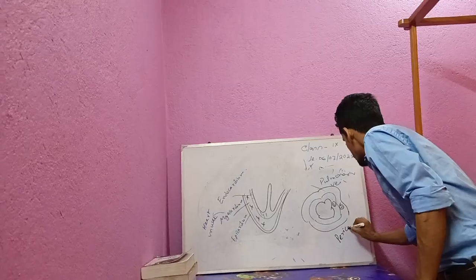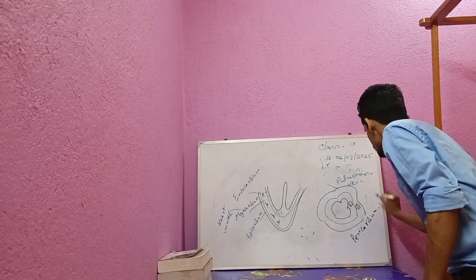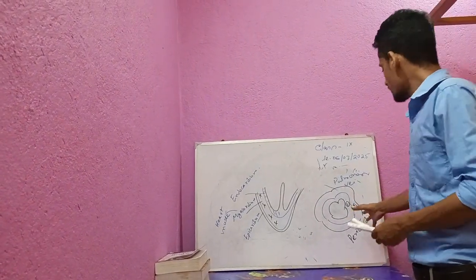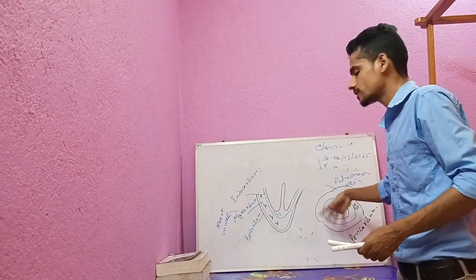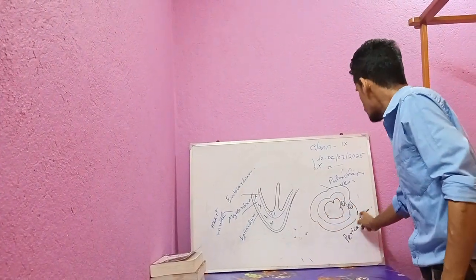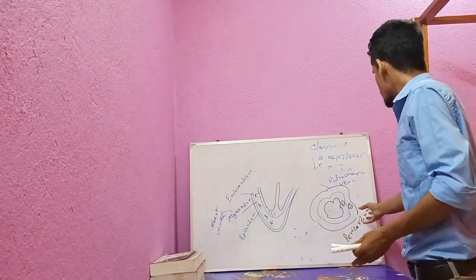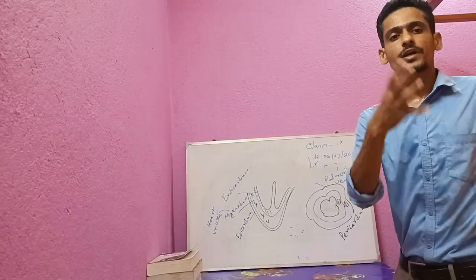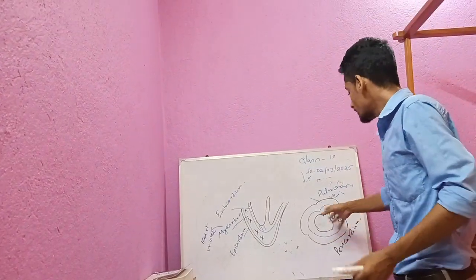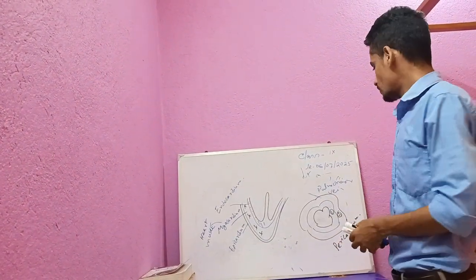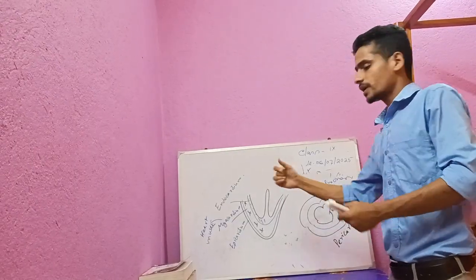Okay, so what is pericardium? Pericardium is a double layer membrane that surrounds the heart. What is the function of this pericardium? Pericardium protects the heart, and it also contains a fluid, the pericardial fluid, present in the pericardial cavity, and this fluid helps in lubricating the heart.